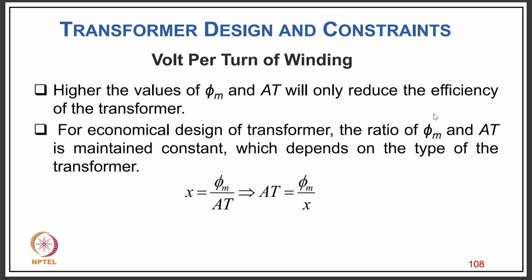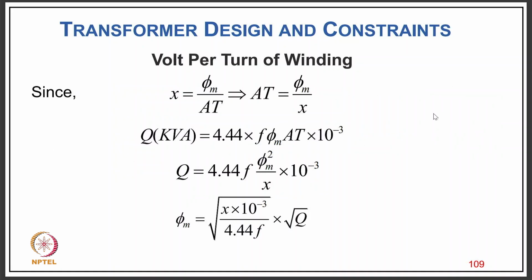So a higher value of phi m and AT will only reduce the efficiency of the transformer. For economical design, the ratio of phi m and AT is maintained constant, which is denoted by one type of the transformer, that is we call it X. So phi m upon AT we take as another parameter in the design, from which we can get X equal to phi m upon AT, or AT equal to phi m upon X.